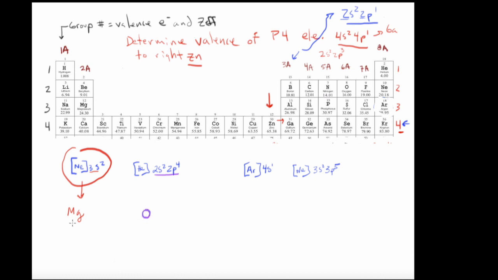Now, when these two things ionize, the Mg is going to go to Mg2+, and the oxygen is going to go to O2-. So when these guys form a compound, the compound is going to be MgO.